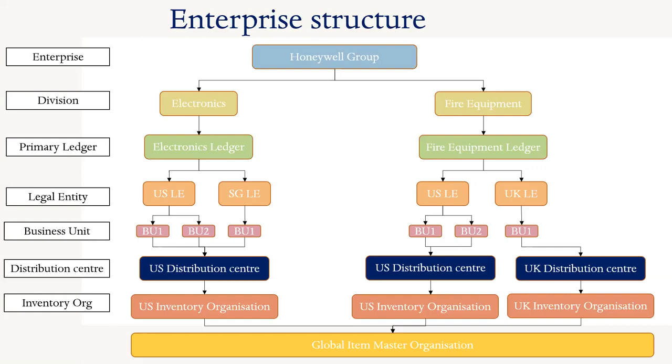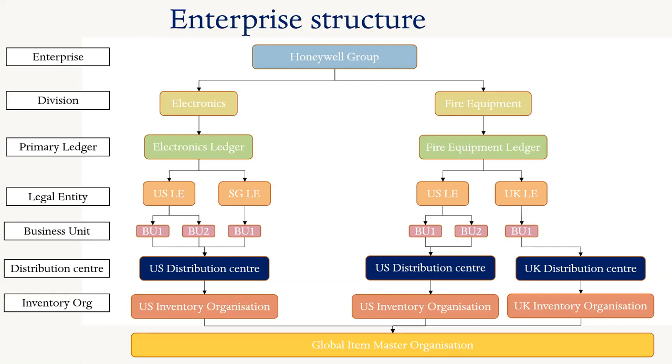Okay. So for this example, I have taken it as a line of business as well, one for electronics and one for fire equipment. And then we have the primary ledger. Below this we have a similar concept to R12. I didn't mention the secondary ledger, reporting ledger and all those things, just the primary ledger. Under the primary ledger, we have the legal entity, and under the legal entity, we will have the business unit defined for it.